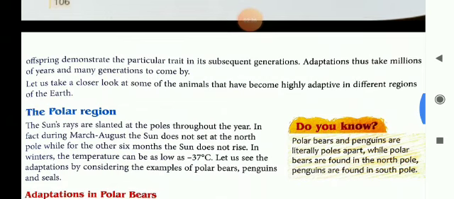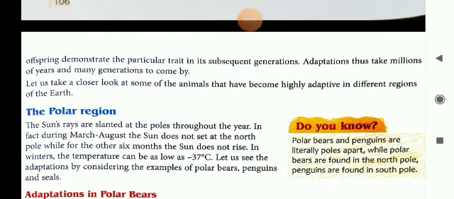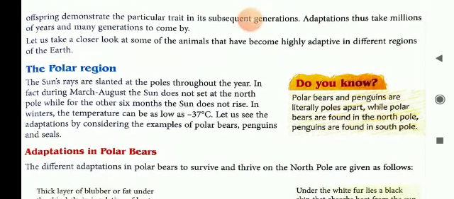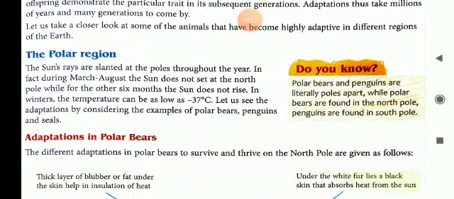So one by one we will read about different regions of the earth where different adaptations occur in animals. First is the polar region. The sun's rays are slanted at the poles throughout the year. Slanted means it is tilted. It does not fall directly. So, in fact, during March to August, the sun does not set at the North Pole, while for the other 6 months, the sun does not rise. That means they experience 6 months of day and 6 months of night.